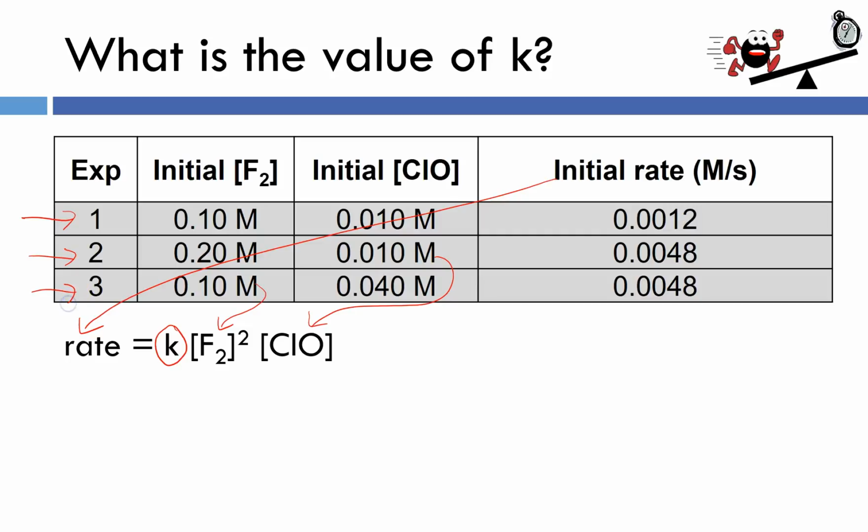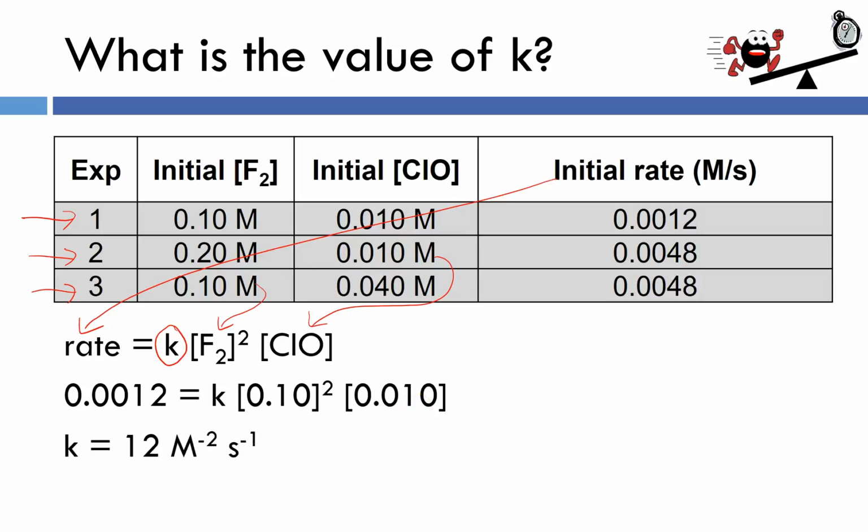It doesn't matter whether you choose experiment 1, 2, or 3 in this case, but you can't take the initial concentration of F2 from experiment 1, the initial concentration of ClO from experiment 2, and then the initial rate of the reaction from experiment 3. You have to be consistent. So if you plug everything in, I've decided to use experiment 1, but again, it really doesn't matter. And you can write molar in here with the M if you want to, but it's implied with those square brackets. That means concentration and molarity in chemistry. And you come up with k is equal to 12.